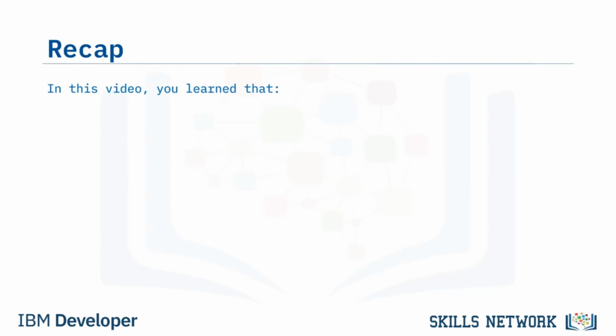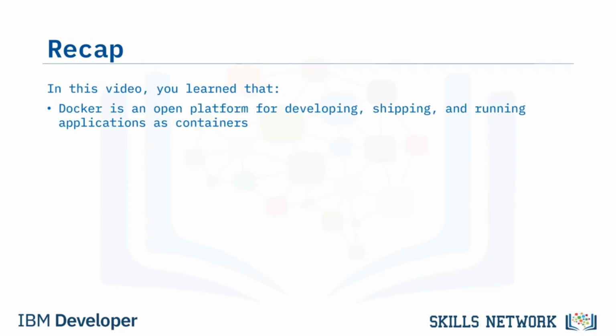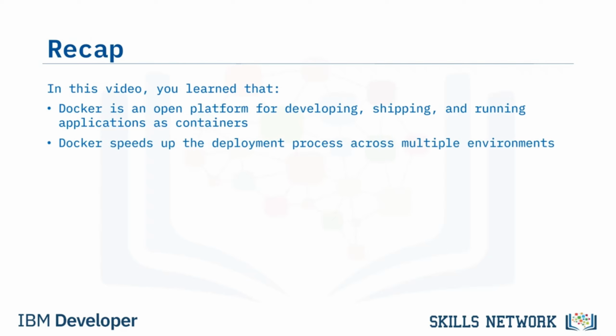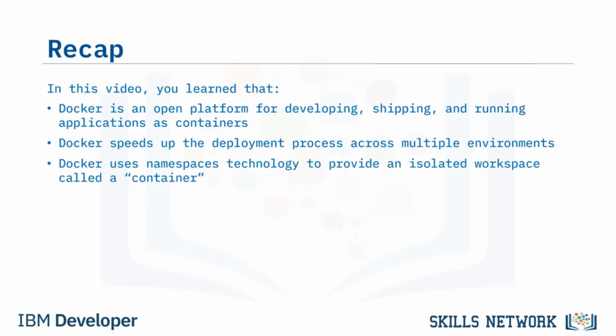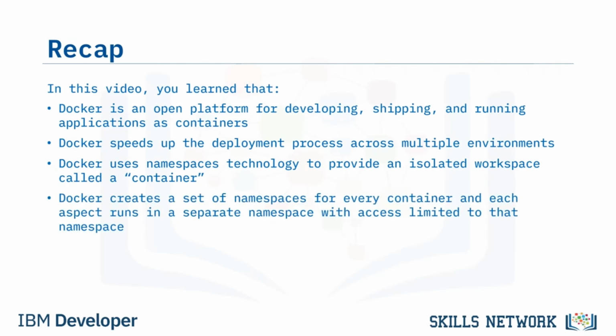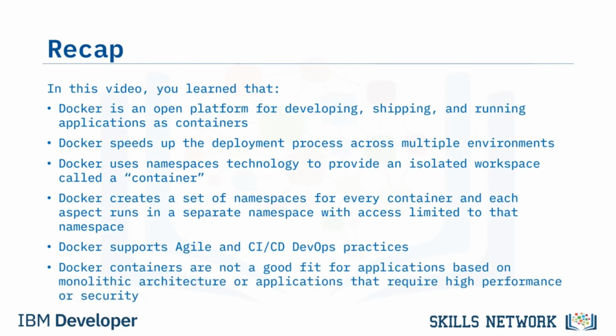In this video, you learned that Docker is an open platform for developing, shipping, and running applications as containers. Docker speeds up the deployment process across multiple environments. Docker uses namespaces technology to provide an isolated workspace called the container. Docker creates a set of namespaces for every container, and each aspect runs in a separate namespace with access limited to that namespace. Docker supports Agile and CI/CD DevOps practices. And lastly, Docker containers are not a good fit for applications based on monolithic architecture or applications that require high performance or security.